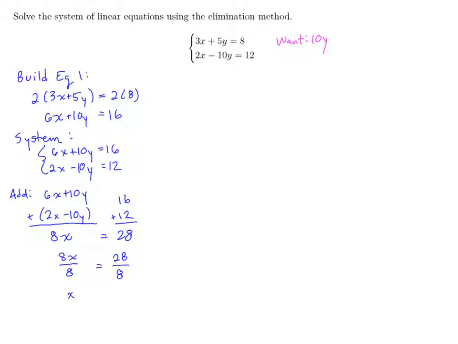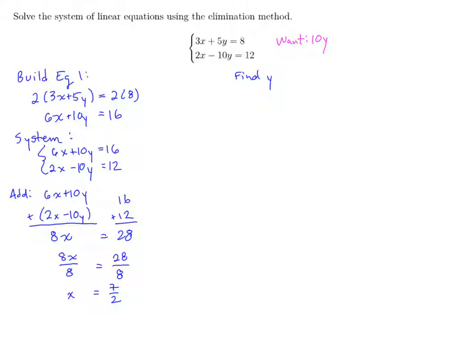And so x will then be 7 over 2. Now that we've determined the value of x, we can replace x in either of those original equations with that value and solve for y. So we'll now find y.